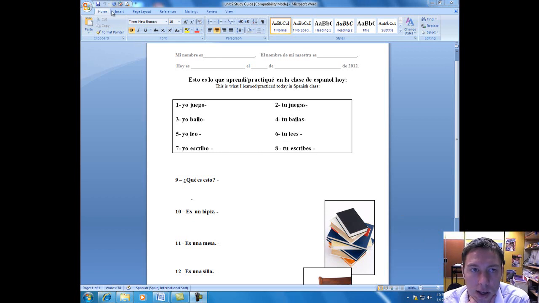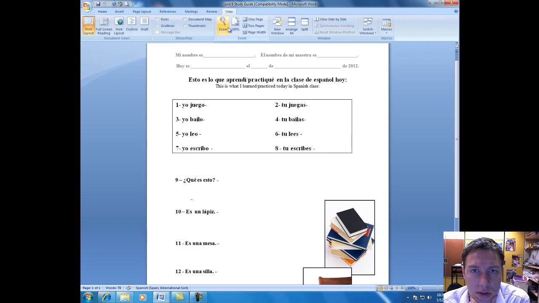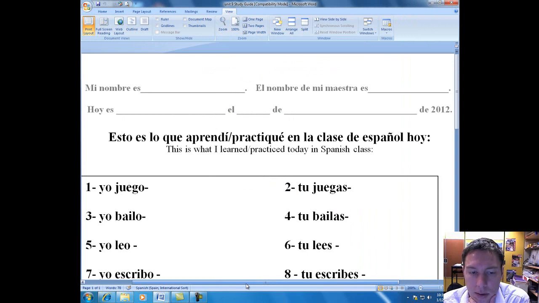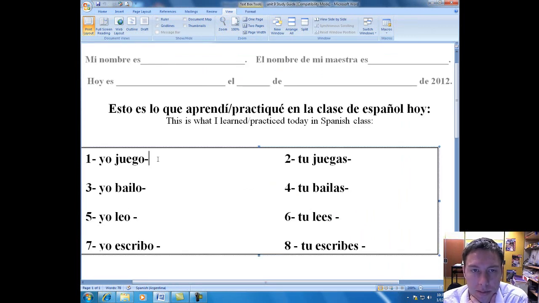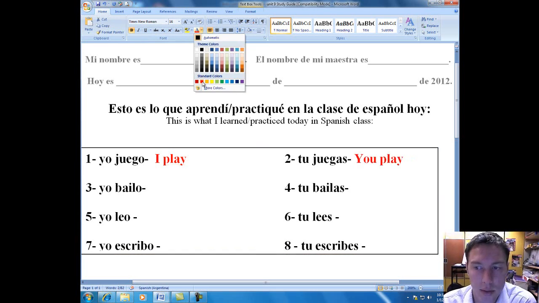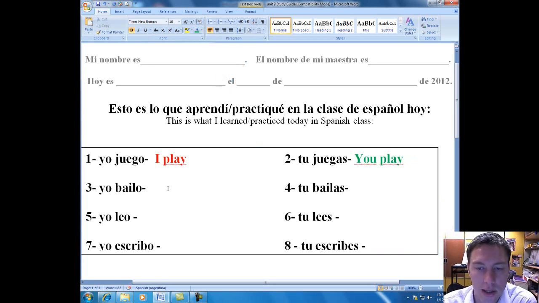First, let me zoom this in a little bit. Okay. Here we are. Yo juego. So, do you remember that yo juego means I play? Good. But tú juegas was you play. Let's change it to a different color, not rojo. Let's do verde. Yo juego, tú juegas. Can you write that on your paper?